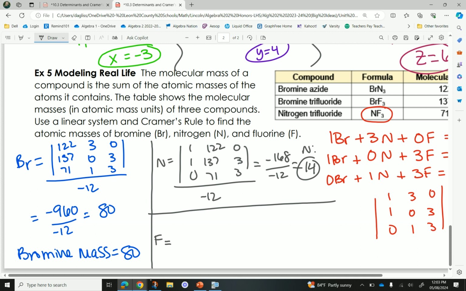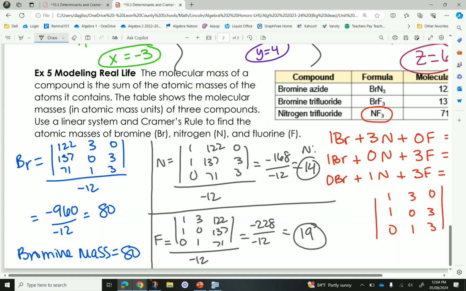So our setup for this one was 1, 1, 0, 3, 0, 1, 122, 137, and 71. Divided by our determinant of negative 12. The determinant of that 3 by 3 matrix, you should have gotten negative 228 divided by negative 12, which gives us an atomic mass of 19 units for fluorine. So our bromine was 80, our nitrogen was 14, and our fluorine was 19.